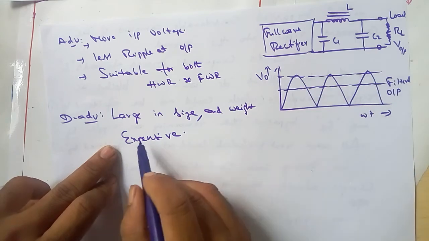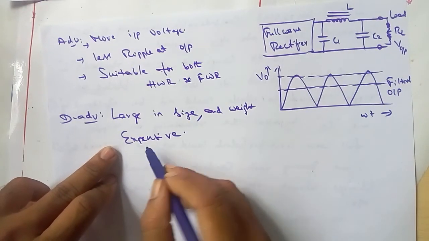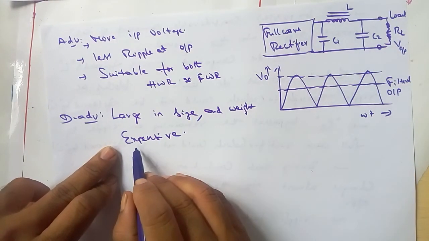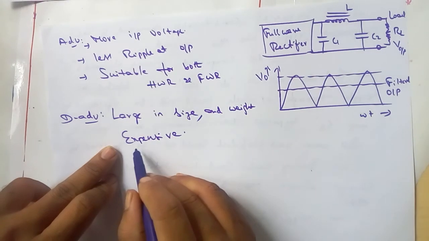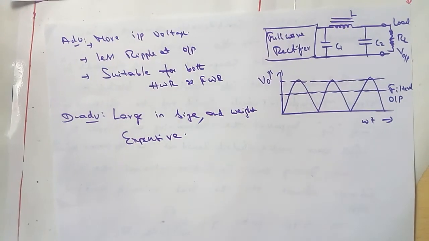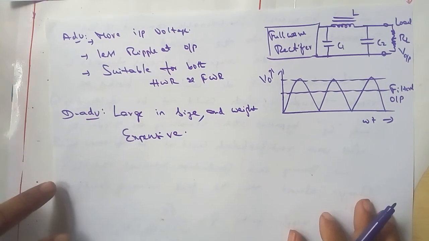Now, due to the three components, it is expensive. Why? Because the inductor is more expensive. That's why it is not cheap, and it costs more when we are building it. If it is necessary to have more filtration and good stabilization at the output, then only we have to prefer the pi section filter.